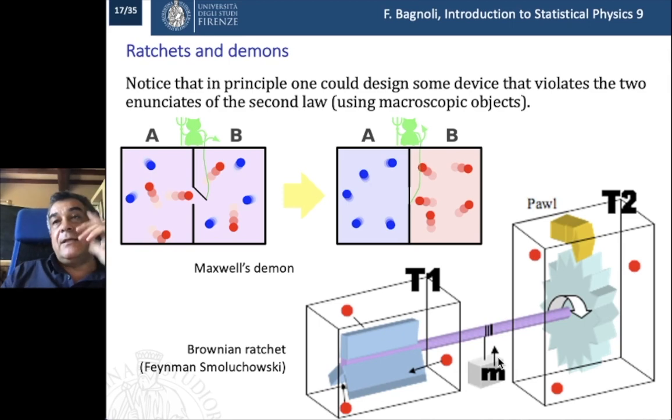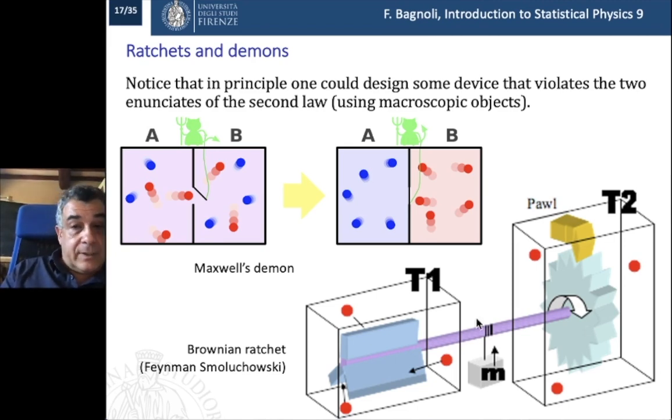Or, for instance, if we think of a molecular machine, a molecular machine could use this source of energy to move inside, say, a body or inside a cell. And so, in principle, this would violate the Kelvin statement of the second law. And so, why are they not working? There are several explanations.